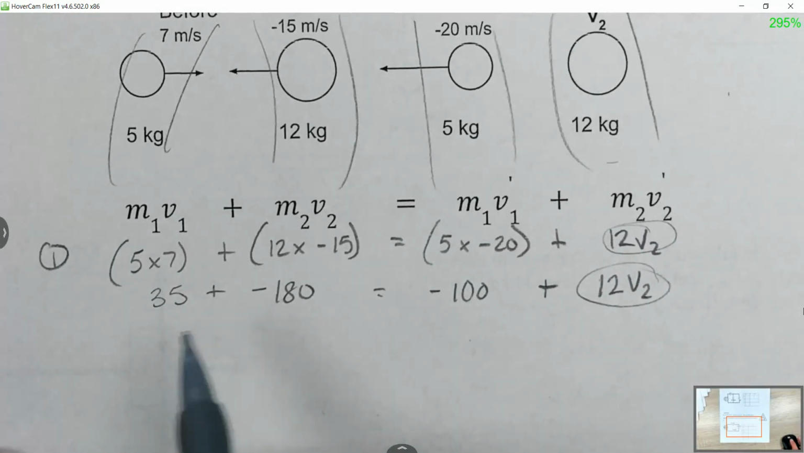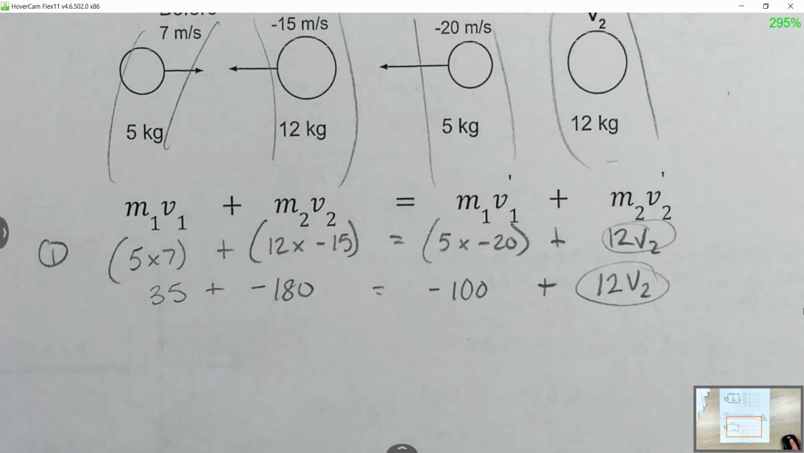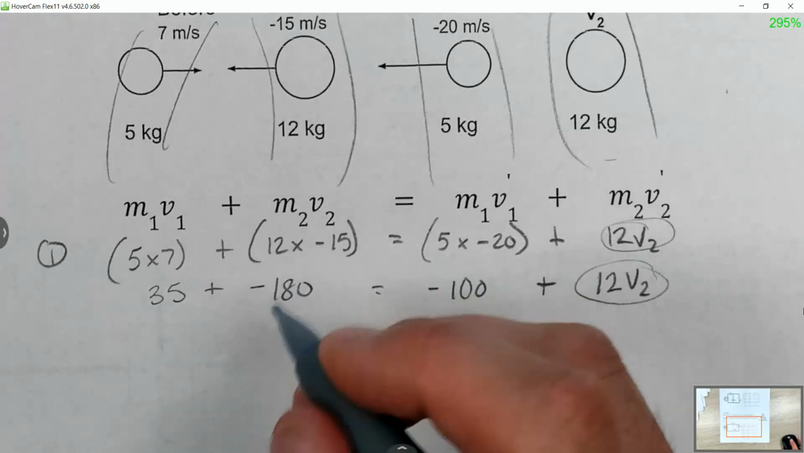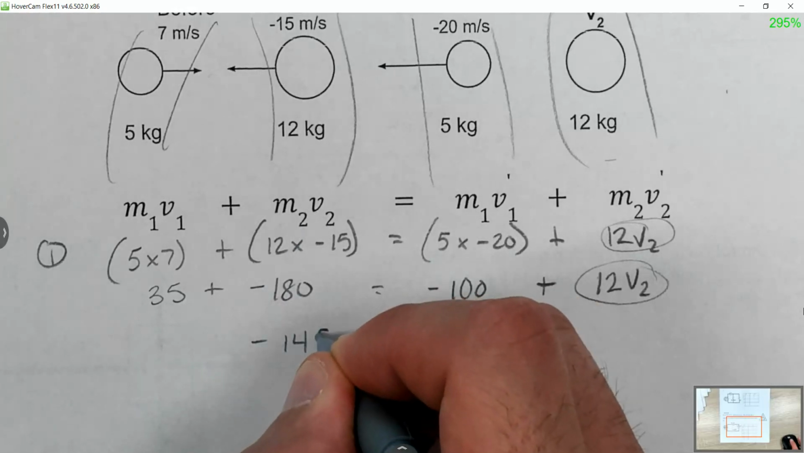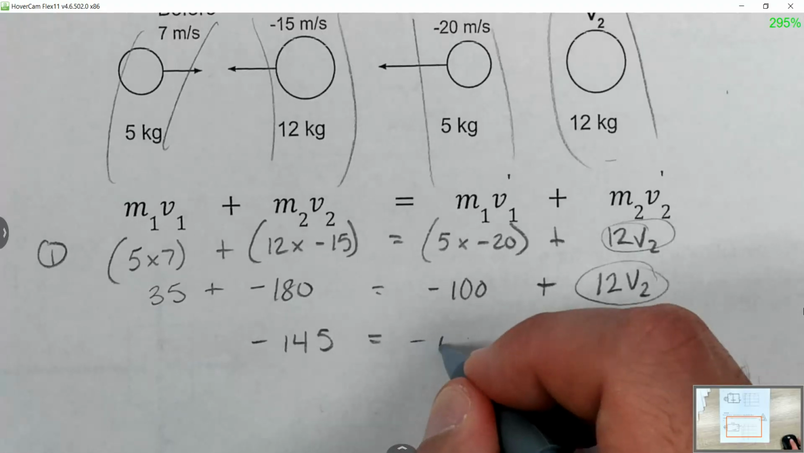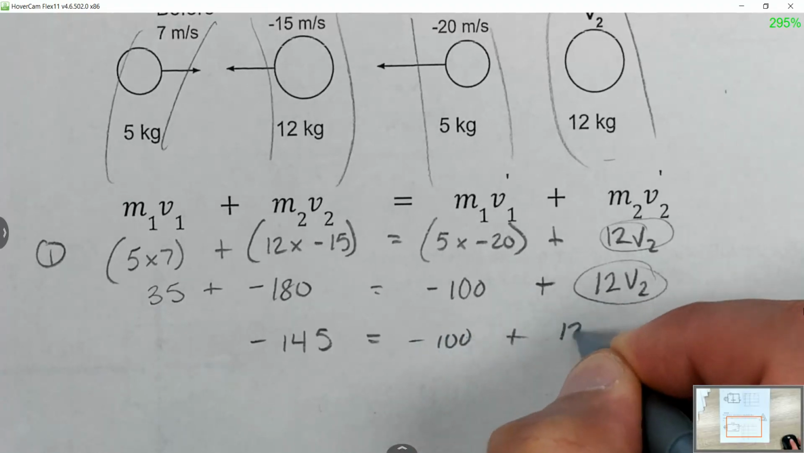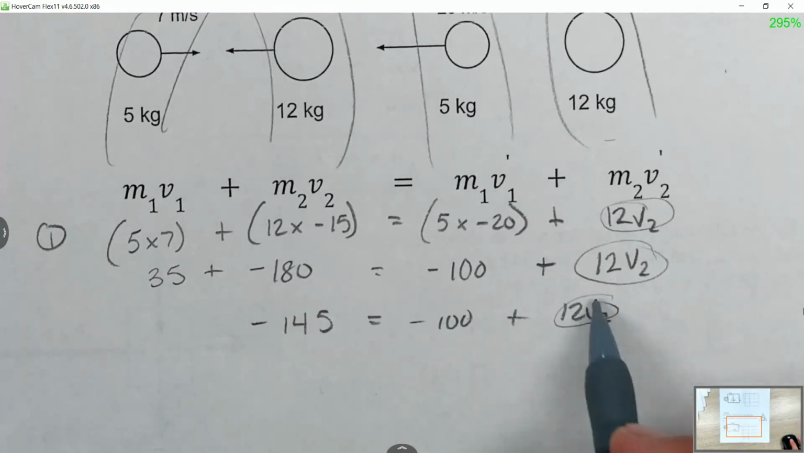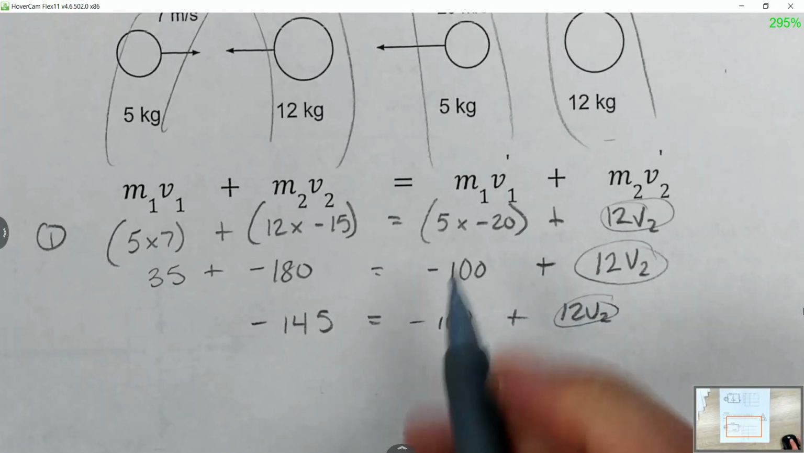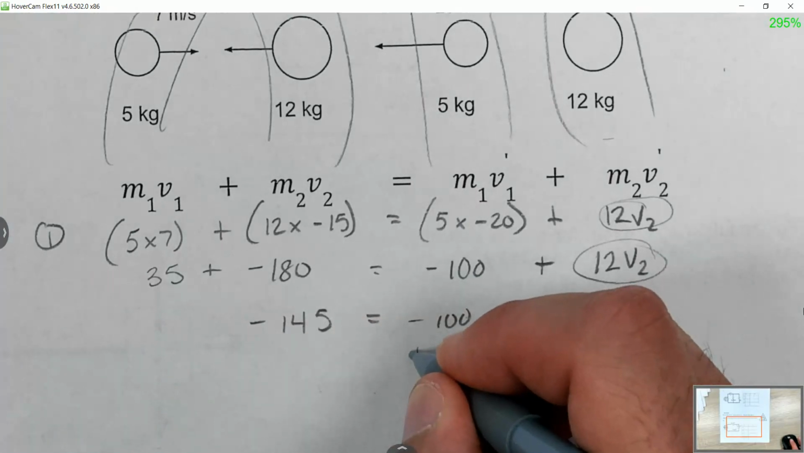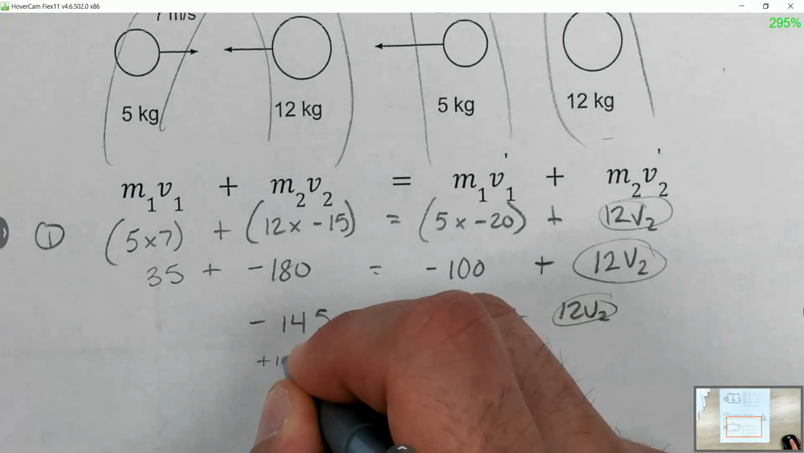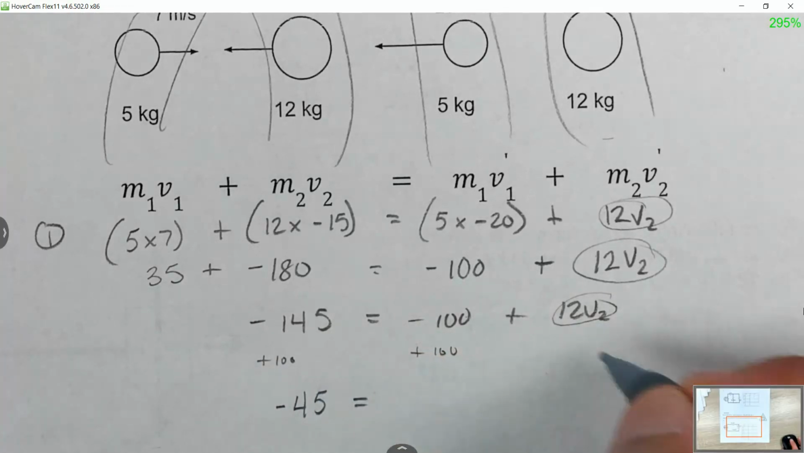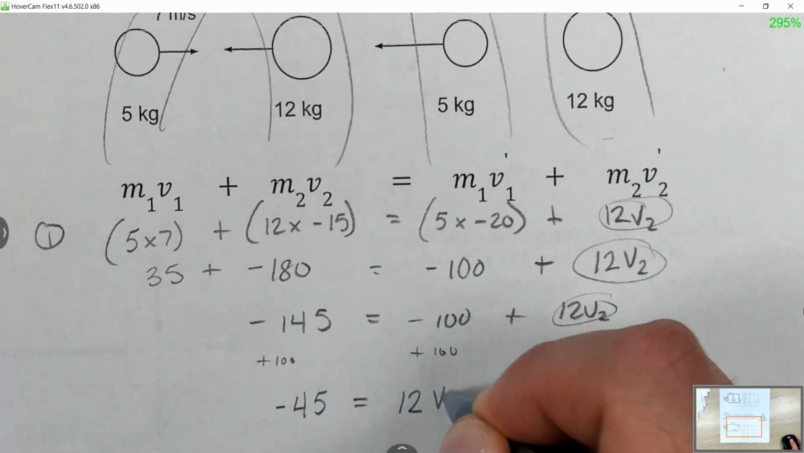If I simplify these things, what do I get? 35 plus negative 180 is going to be negative 145. That equals this right side. Again, we want to get this 12V2 isolated by itself. Because this is a negative, to get this over to the other side, you have to add it. So add 100 to both sides. You're going to be left with negative 45 equals 12V2.